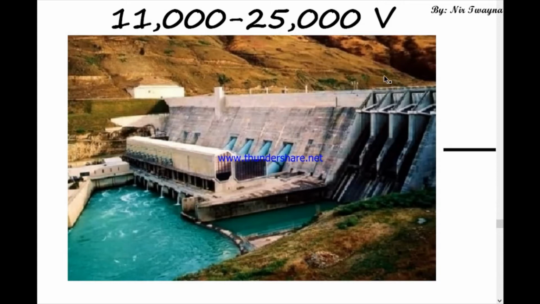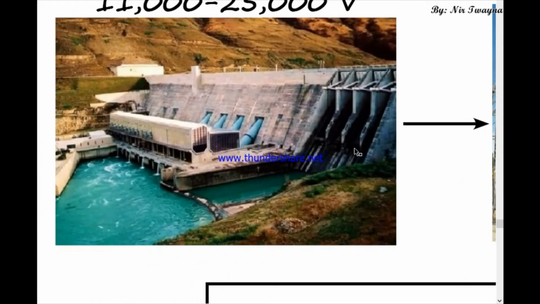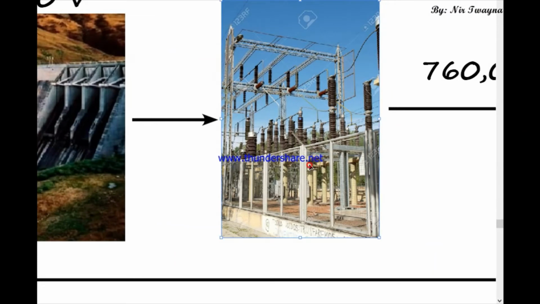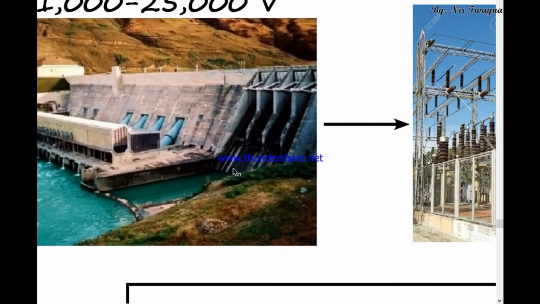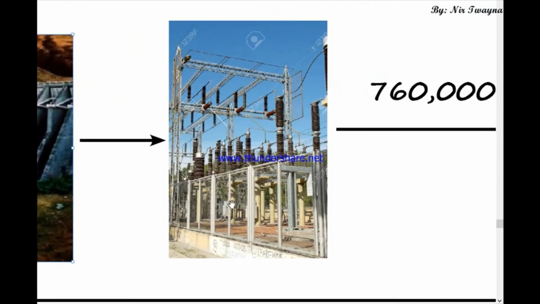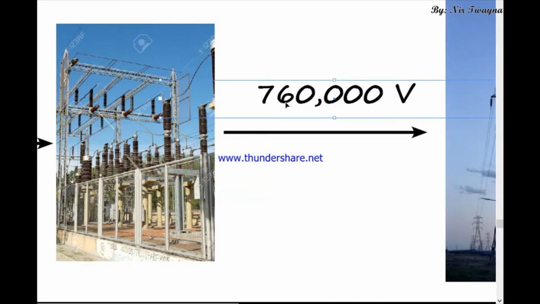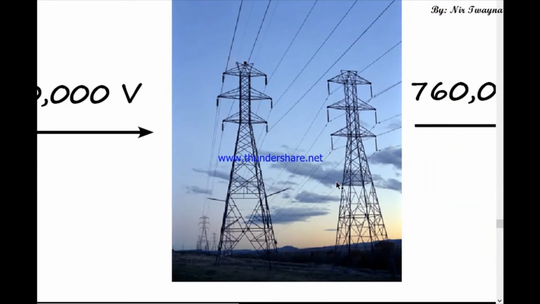Okay, that's why the current generated from the hydropower station is passed through transformers. This special device, this is very large equipment, isn't it? So the current produced from the hydropower station is transmitted through this special device. This special device increases the voltage of the current up to 760,000 volt, very high power, isn't it? Then after increasing the voltage, the current is transmitted through the transmission line.